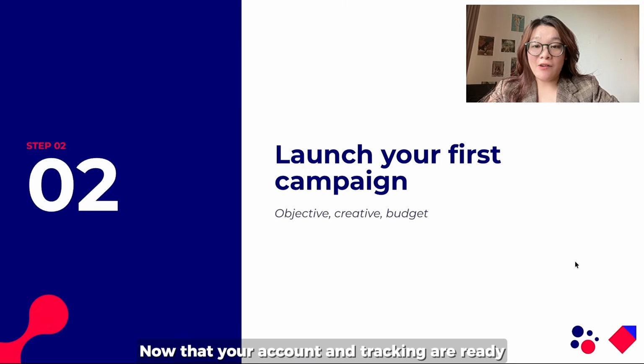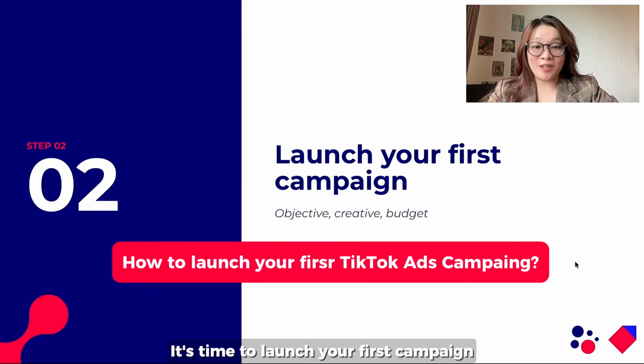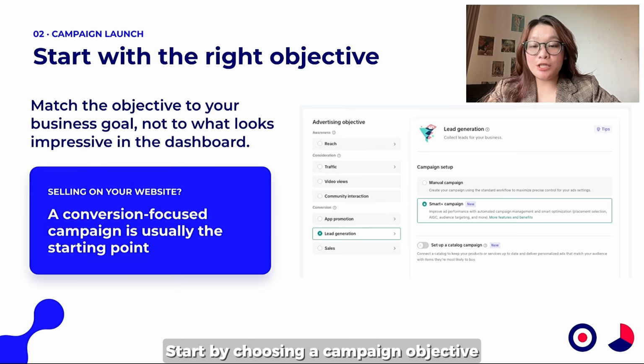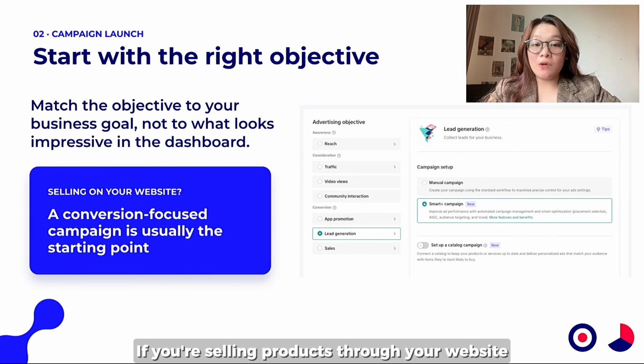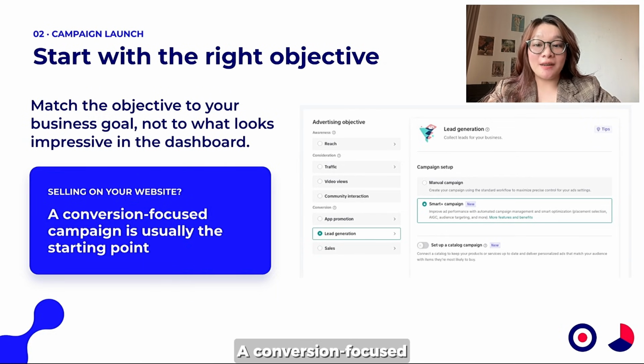Now that your account and tracking are ready, it's time to launch your first campaign. Start by choosing a campaign objective that matches your actual business goal. If you're selling products through your website, a conversion-focused campaign is usually the starting point.